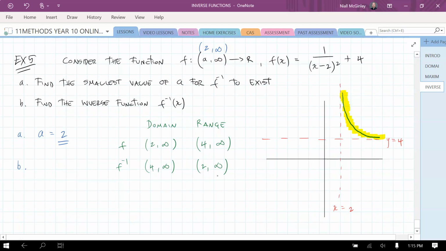So we know what the domain and the range are going to be, and this will help us later on. So, working out what the inverse function is. Again, we are going to swap the x and the y. This is the way that we find the inverse. So y minus 2 squared plus 4.